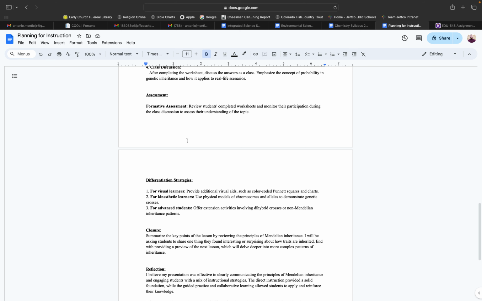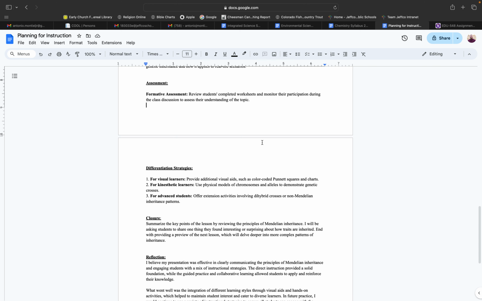Some assessments. I give formative assessments: review students' completed worksheets, monitor their participation during class, and assess their understanding of the topic. And then I will give actual assessments, such as quizzes or exams, so that can definitely be put in here as a form of assessment.